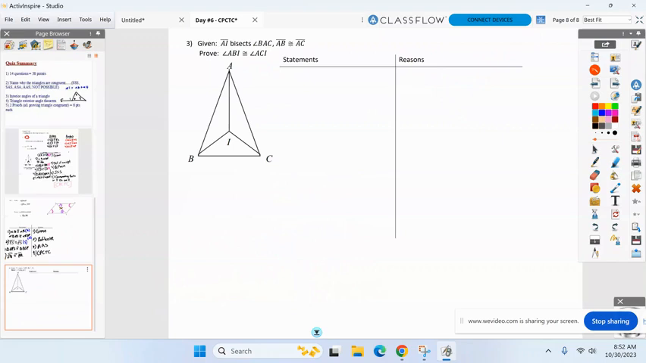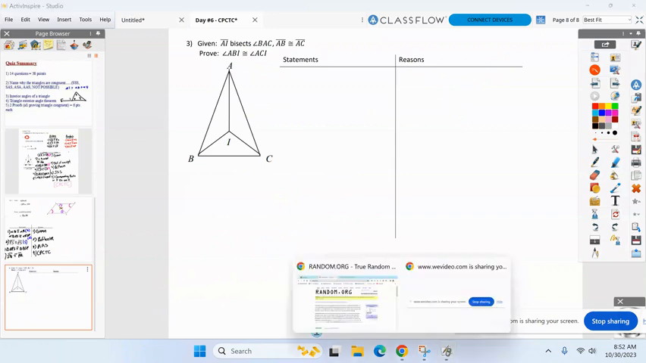Whoa, before we do any marking or statements and reasons, look at the proof statement, everyone. Find those two angles we need to prove congruent. And then I'm going to ask somebody, what two triangles do they belong to? Because those are the two triangles we're going to have to prove congruent. Just don't pick any two. Look at angle ABI and angle ACI. Name the two triangles that those two angles are in.